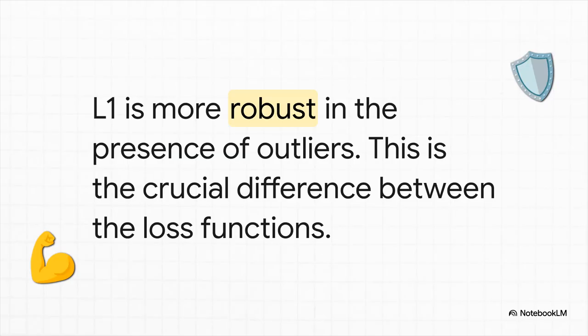So the takeaway here is crystal clear. L1 loss is more robust, it's tougher, it's more resistant to getting yanked around by these wild outlier data points. And that is a crucial, crucial difference when you are working with messy, real-world information.